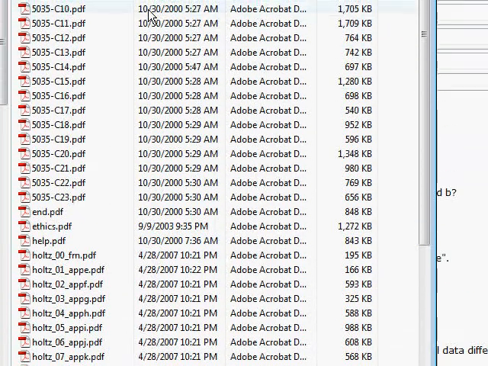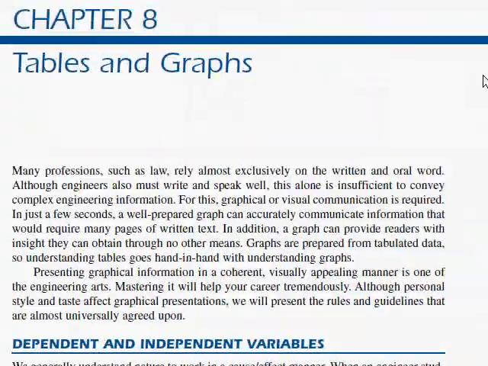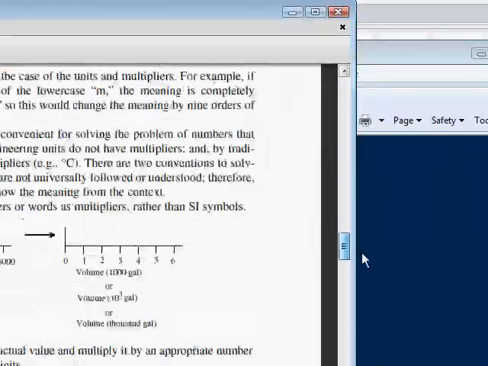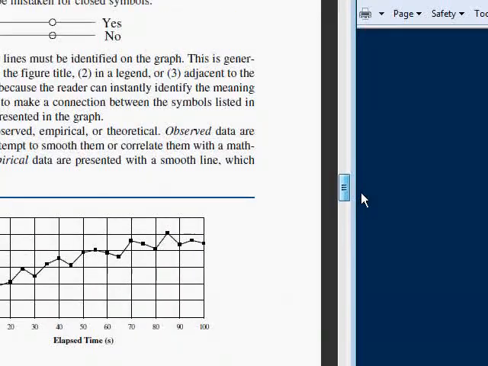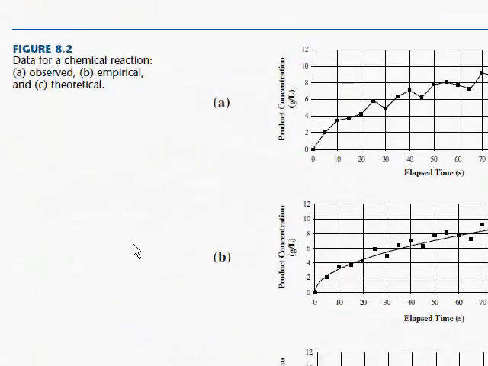Let's see, I think I also have this located here. Let's see if I can pull that up. This is a PDF version of that graph. So here it is.